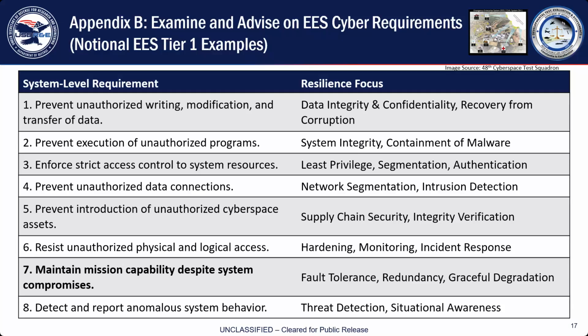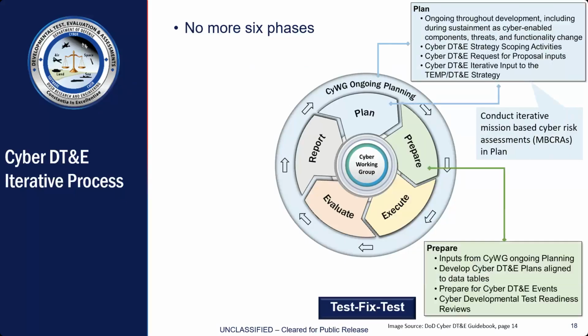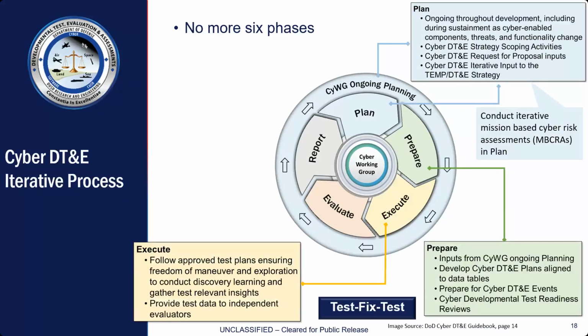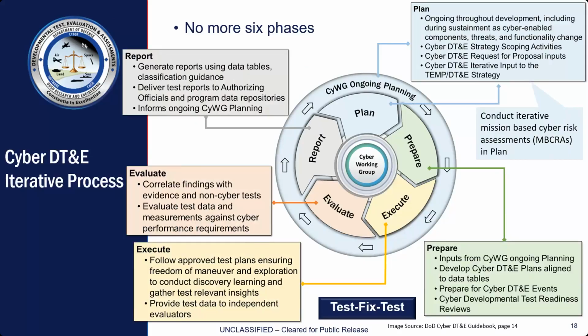So let's now focus on the cyber DT&E process that is described in the manual and in the guidebook. If you were familiar with the 6 phases, there are no more. The DoD has adopted this continuum for cyber developmental tests depicted here. The cyber working group in the center of this is in a perpetual state of planning, as you see the blue ring on the outer edge, and refining those plans because things change in cyberspace.